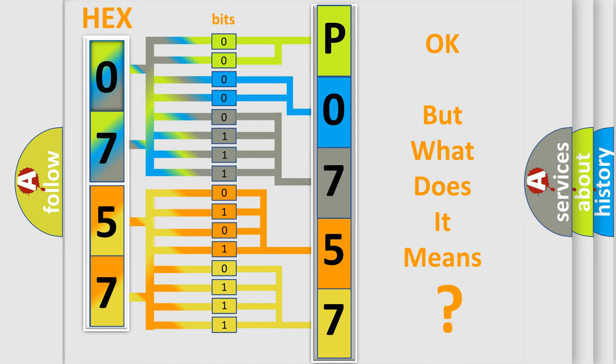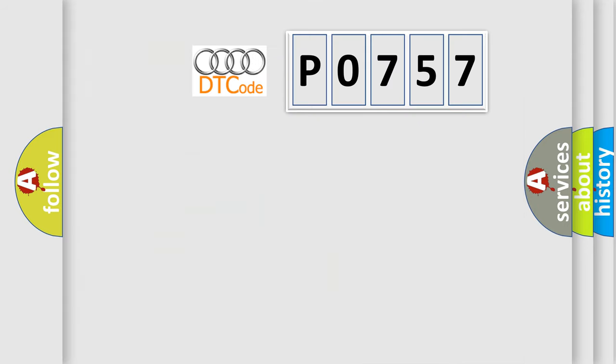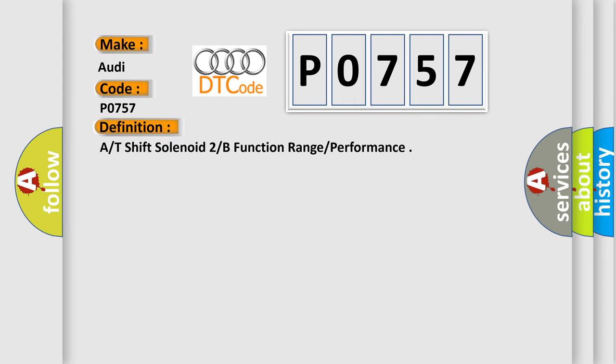The number itself does not make sense to us if we cannot assign information to what it actually expresses. So, what does the diagnostic trouble code P0757 specifically mean for Audi vehicles? The basic definition is Shift Solenoid 2 or B function range or performance.